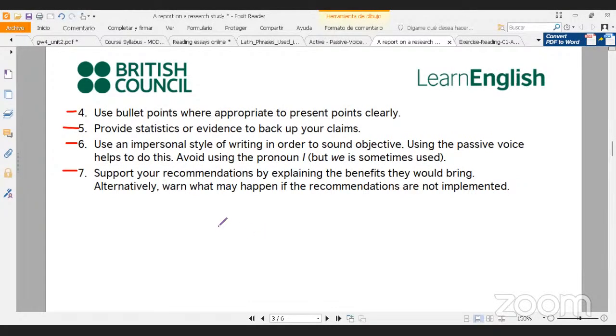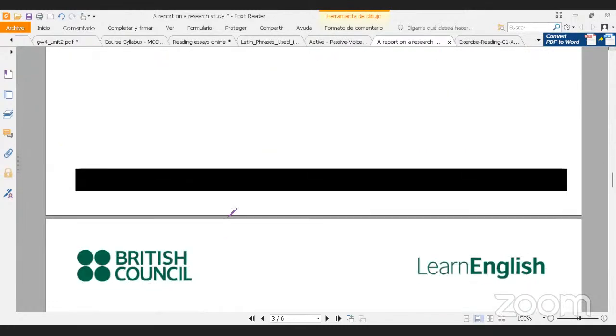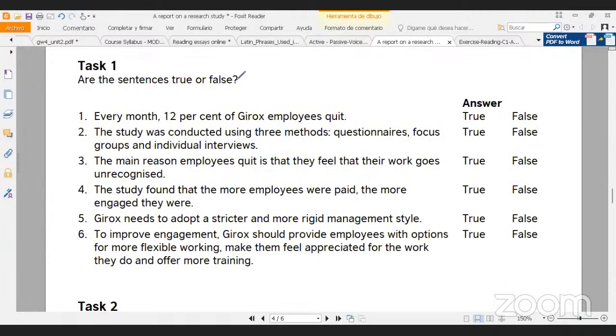Okay, thank you. So now, that being said, let's go into some questions. Are the sentences true or false? Number 1, Mauricio. Every month, 12% of Xerox employees quit. True. False. 2, Camila. The study was conducted using 3 methods: questionnaires, focus groups, and individual interviews. I think that is true. Or False.